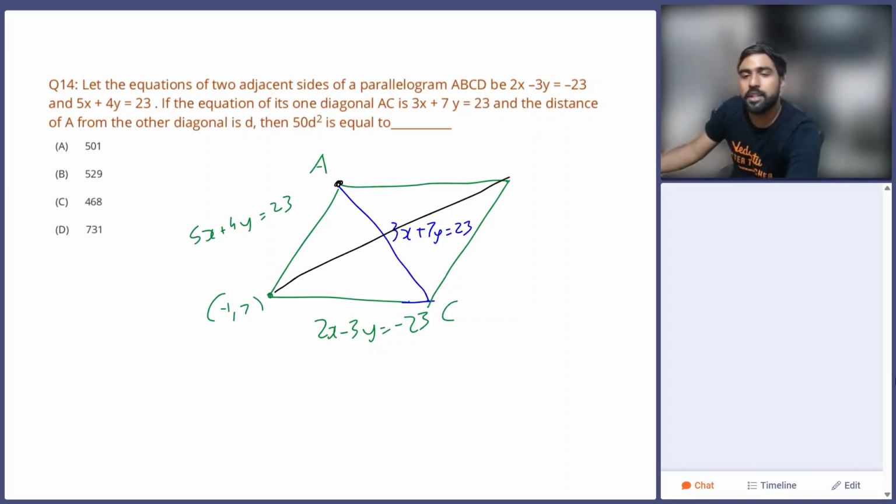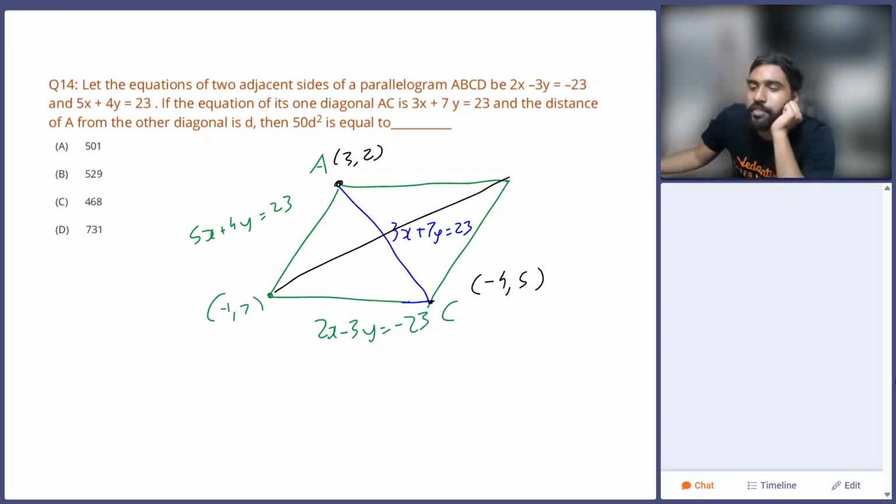So for this, I'll need to now, first of all, solve 3x plus 4y equal to 23 and 5x plus 4y equals to 23 together. And I think you will get 3, 2 over here as their point of intersection. And the coordinate of C, to solve this 2x minus 3y minus 23 and 5x plus 4y is equal to 0 format you will get, and minus 4 comma 5 should satisfy over here. So minus 4 comma 5 is the point of intersection.